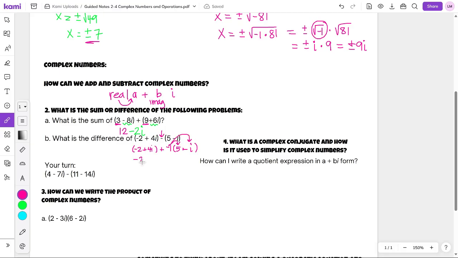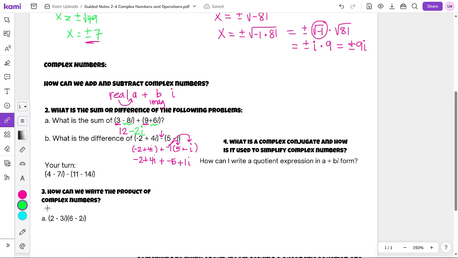So negative 2 plus 4i, I'm going to drop the parentheses also, plus a negative 5, plus i. Sorry, I multiplied through by negative 1, so it just changes the sign. So negative 1 times 5 is negative 5. Negative 1 times negative i is a positive 1i. All right, so I just pushed that negative through.